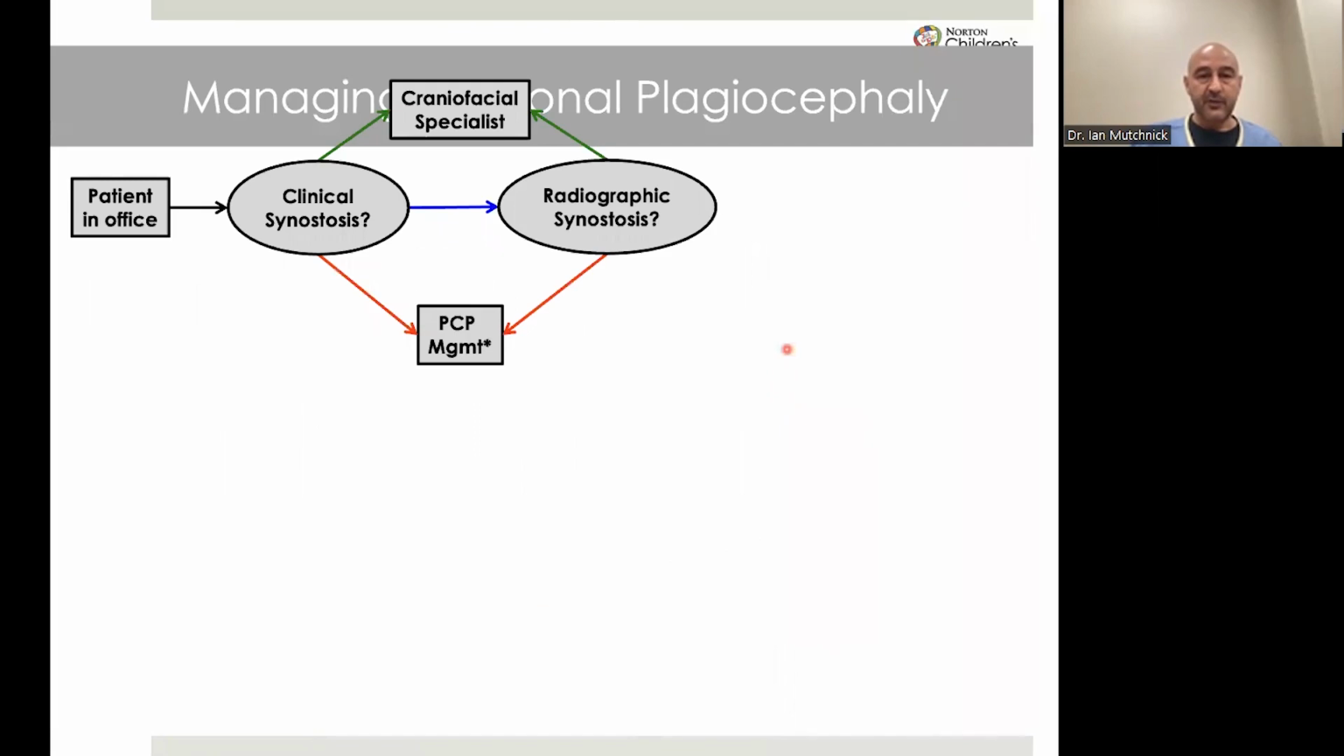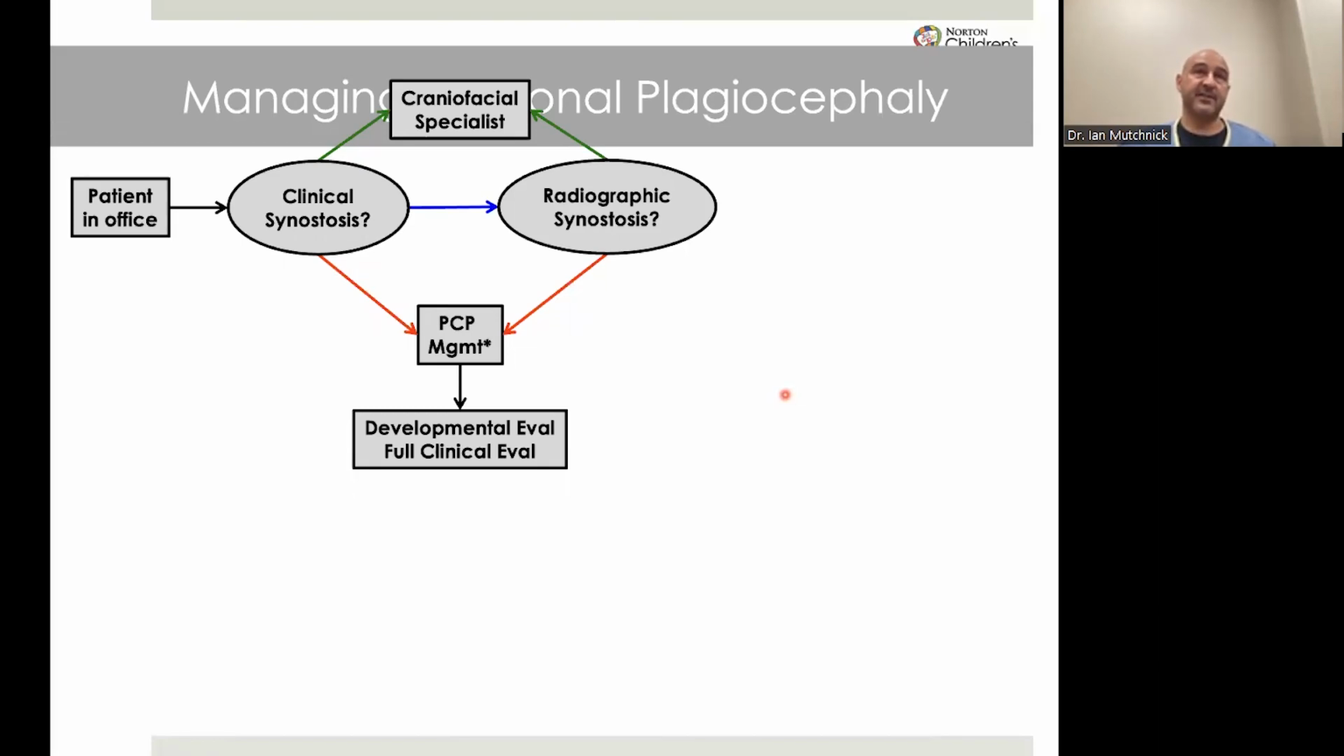Okay, so if you suspect clinical synostosis and you do radiography and it says synostosis, great, send them to us. And again, if it says no, it's positional, then it's PCP management. You really want to do a developmental eval and a full clinical eval. The reason you want to do a developmental eval is because kids with plagio are more likely to have developmental delay.